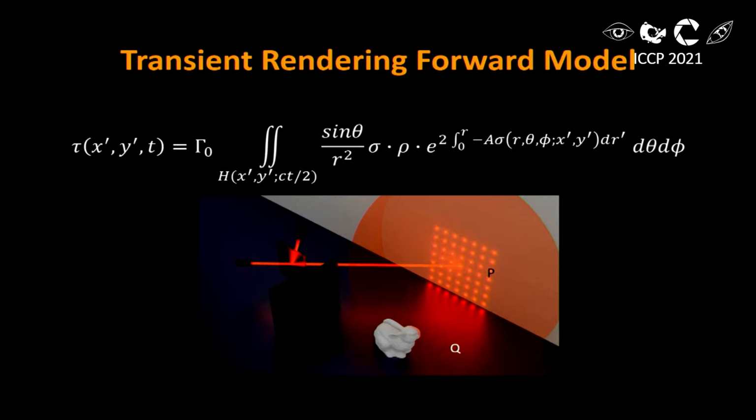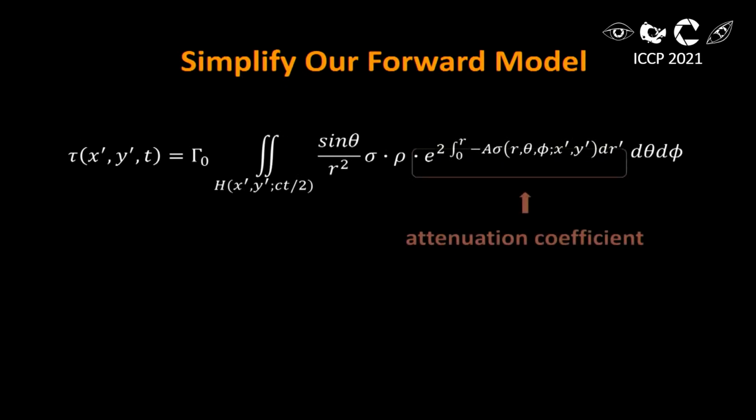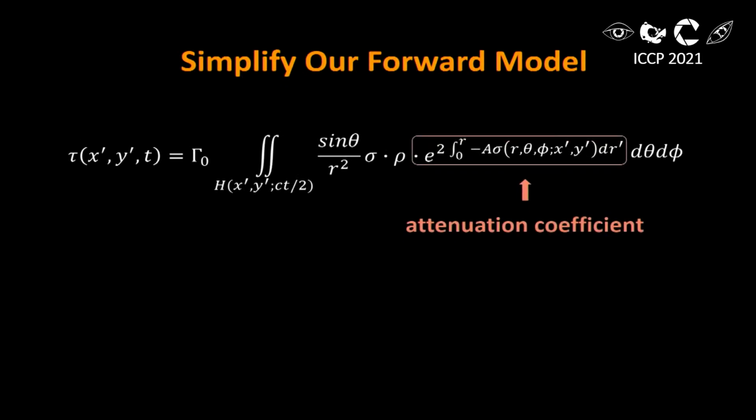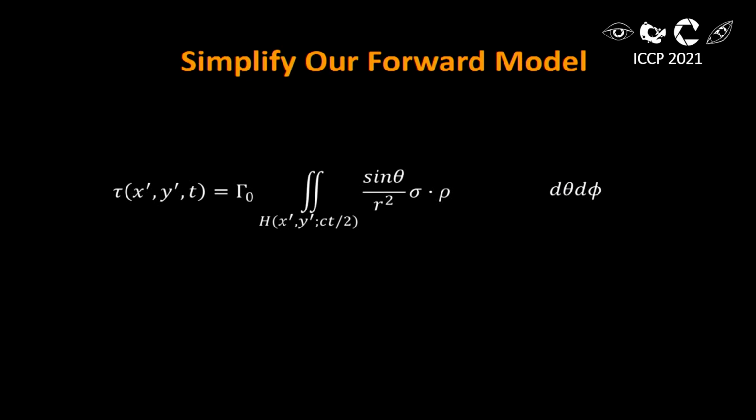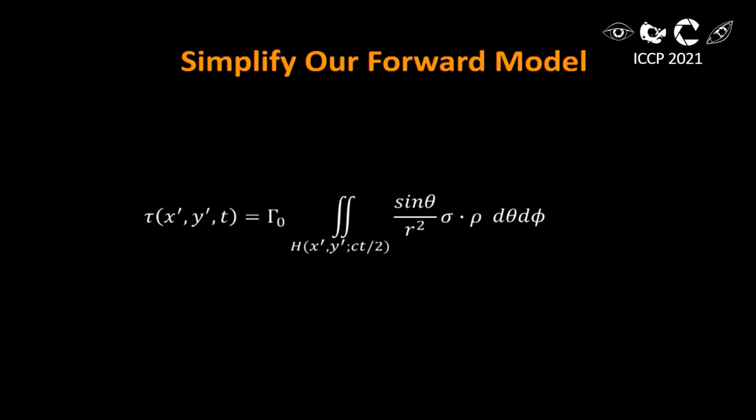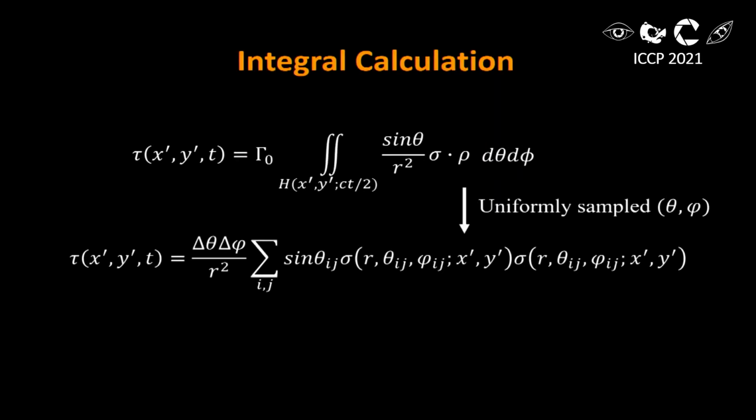However, the computational cost of such a formula is very large. The computational cost mainly comes from the attenuation coefficient. So, if we assume that the NLOS scene is all opaque and does not exhibit self-occlusions, we can remove the attenuation item to simplify the formulation. In our experiments, we found that this formula is sufficient to achieve good reconstruction results for most NLOS scenes. Here we show how to numerically compute the continuous integral with uniformly sampled theta and phi.